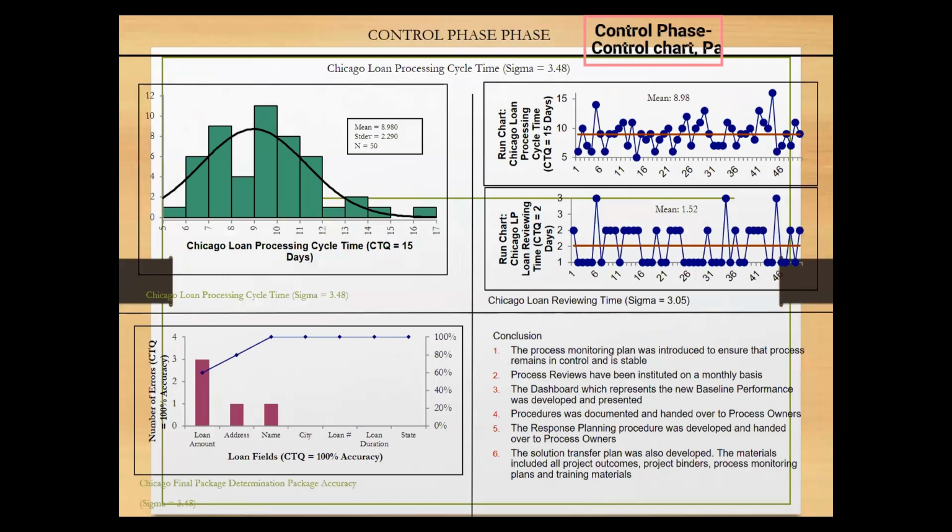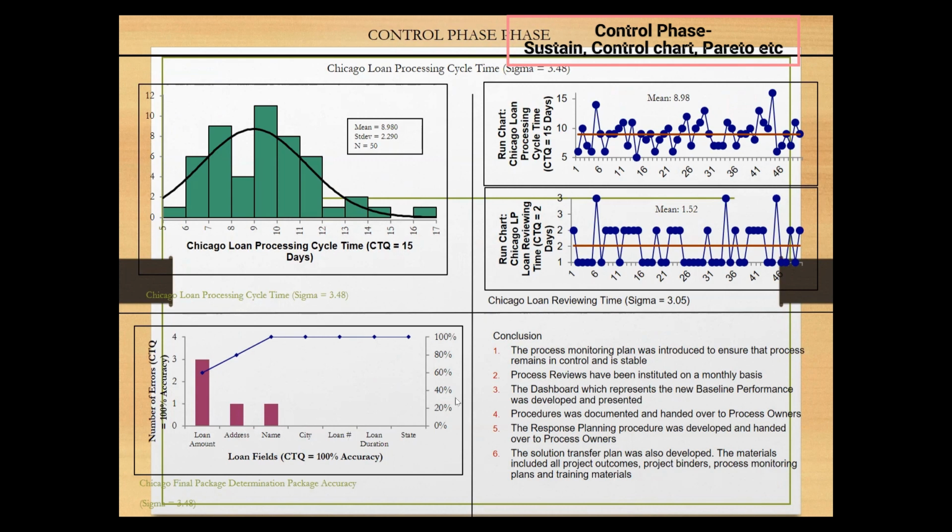And furthermore, it also talks about the mean time being 8.9 days. Standard deviation is only 2 days, and a sample of n equals 50 has been taken. And then this is the control chart, because the control chart is used in both the control phase and the measure phase. And then how many loans, what all the issues were, that has been eradicated here, as you can see. And this is the conclusion.